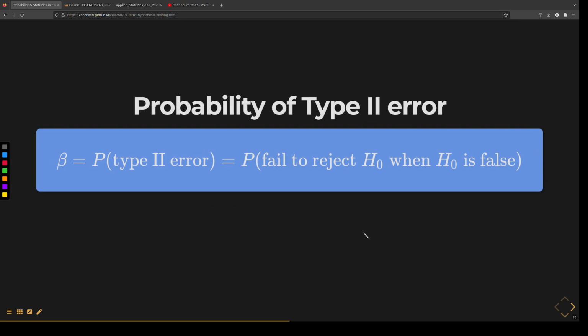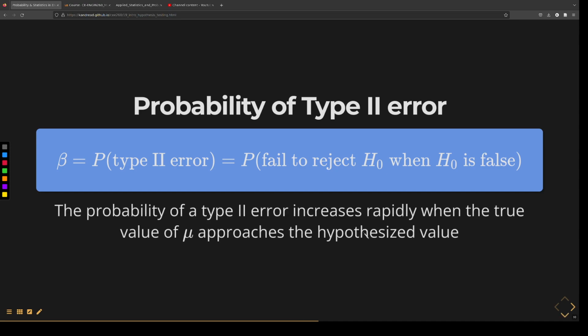With alpha being the probability of a type 1 error, we have the equivalent concept of type 2 error. That's not alpha anymore, it's beta. So beta is the probability of a type 2 error, which, remember, is the probability of failing to reject a null hypothesis when it actually is false. So despite the fact that H naught is false, we failed to reject it, which we should have done. And the probability of a type 2 error will increase pretty quickly when the true value of mu is actually very close to the hypothesized value.